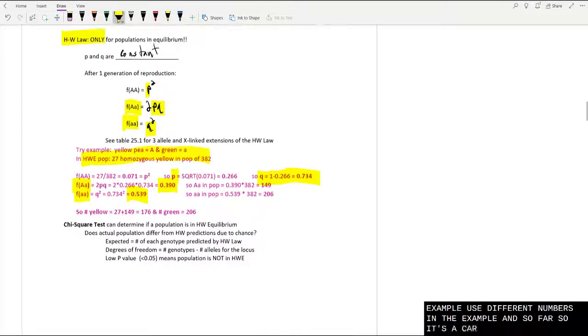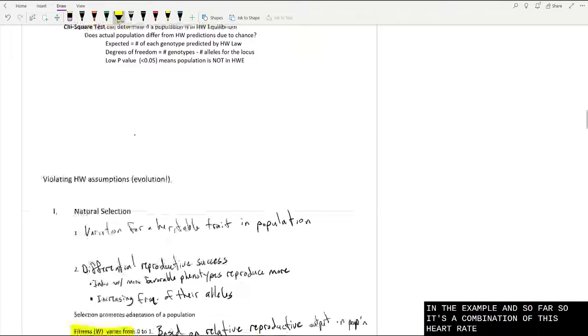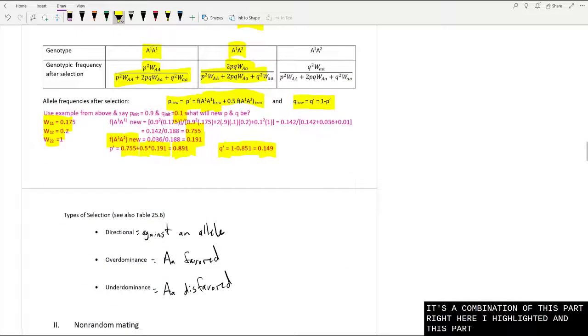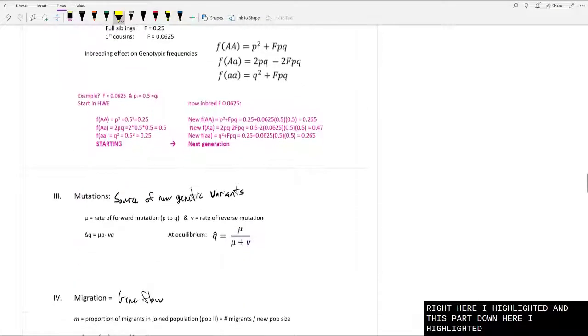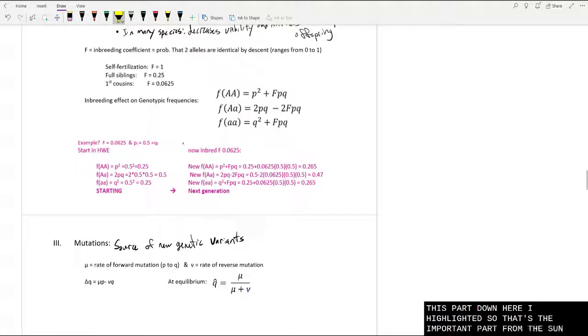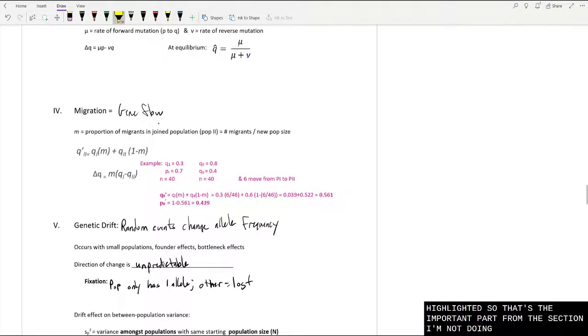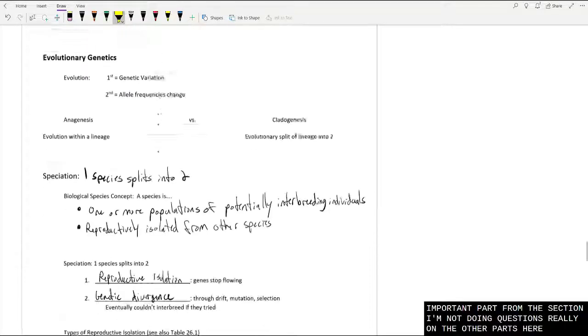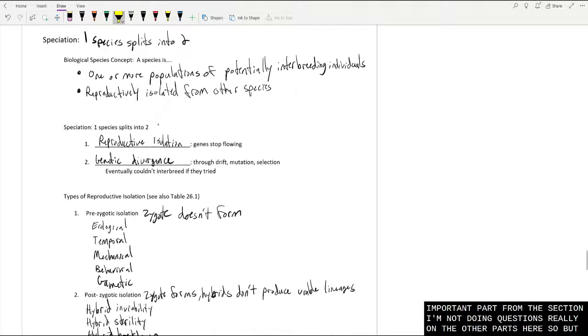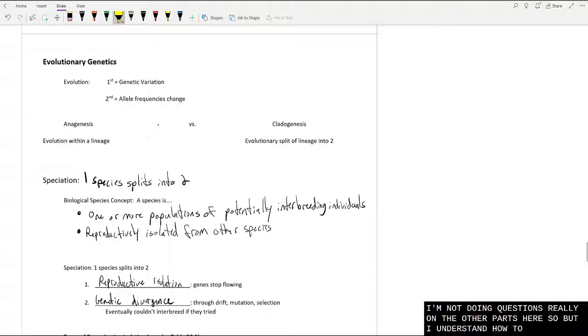So it's a combination of this part right here I highlighted and this part down here I highlighted. So that's the important part from this section. I'm not doing questions really on the other parts here. But understand how genetics plays a role in evolution.